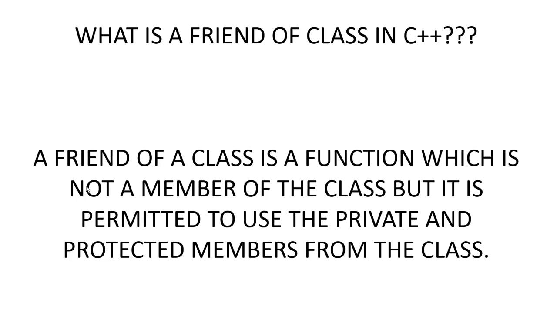Now there is one more function which is called a friend function. A friend of a class is a function which is not a member function of the class, but it is permitted to use the private and protected members of the class. So you can use private and protected members of the class in a friend function.